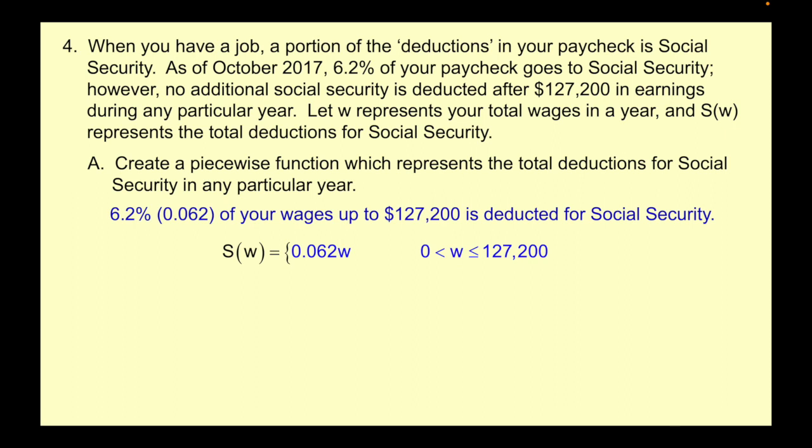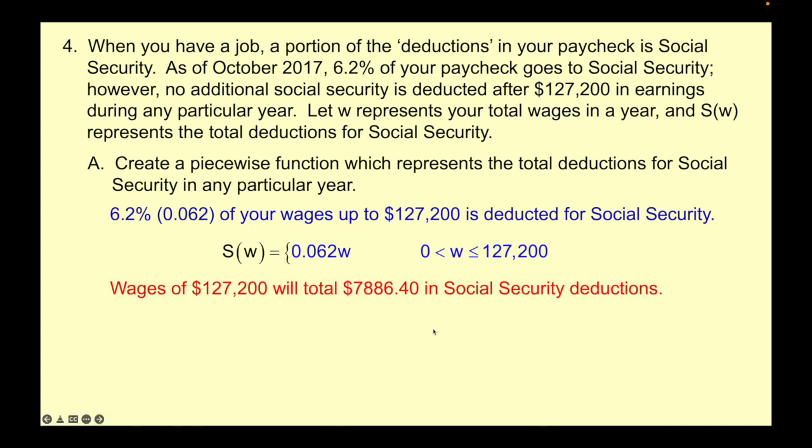So when I express that, it's 0.062 times W, because it depends on how much you're actually taking in, whether you have an income of $10,000 a year or if you have an income of $100,000 a year. That's going to determine how much money is coming out. So if you were to make exactly $127,200, by plugging that in for W there, that means you're paying $7,886.40 in Social Security deductions.